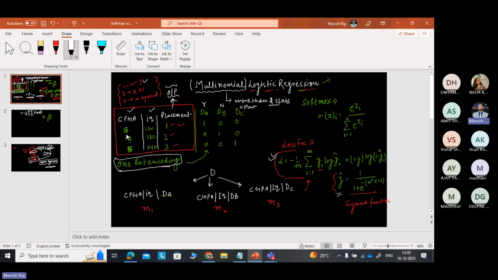So what is happening? If the placement is yes, I put only one in this place, and in other places I put zero. Everyone is clear on this point? Please reply. Yes, sir.